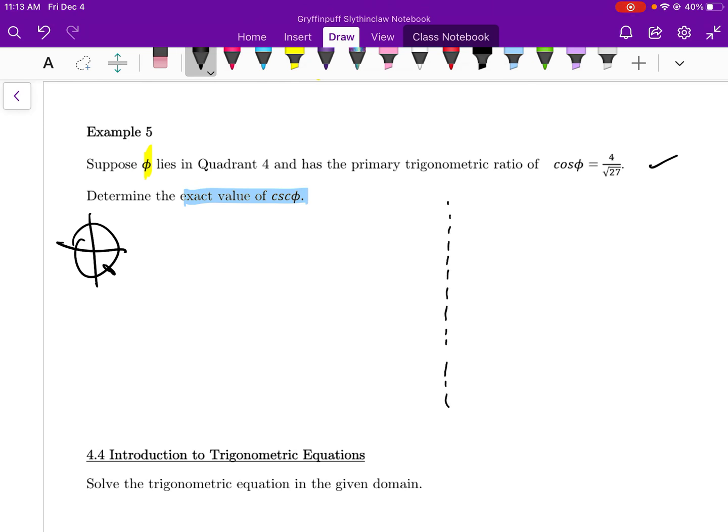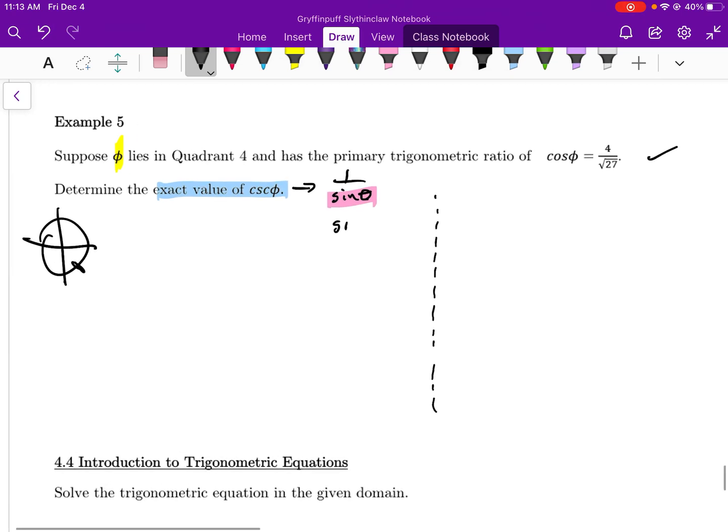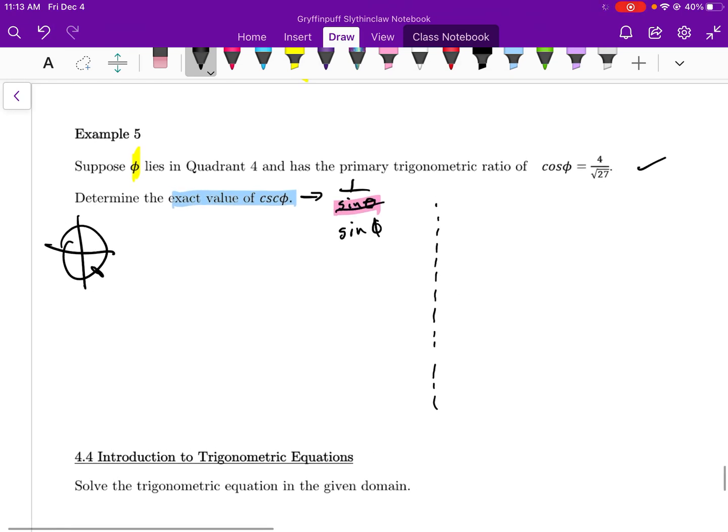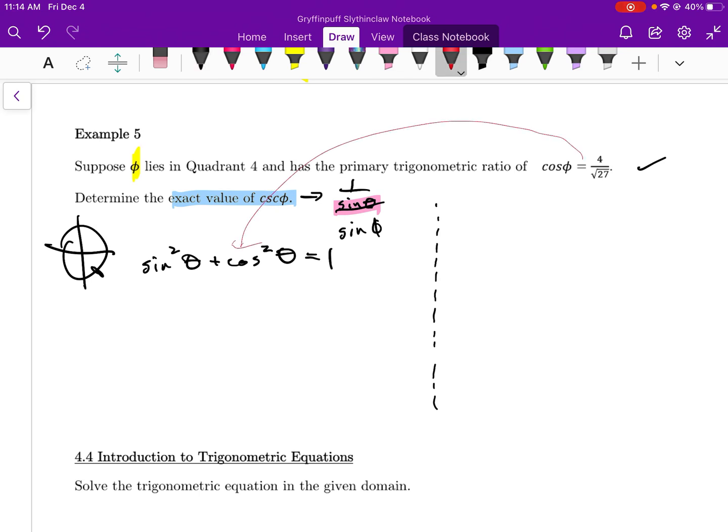I'm going to solve this two ways because I'm fancy like that. Well, I know that cosecant phi really can be represented by 1 over sine phi. So if there's any way that I can get the sine ratio, all I have to do is take the reciprocal, and that's the cosecant. If you recall, I know that sine squared theta plus cosine squared theta is equal to 1. So very simply, if I plug this in to there, I should be able to figure out sine.